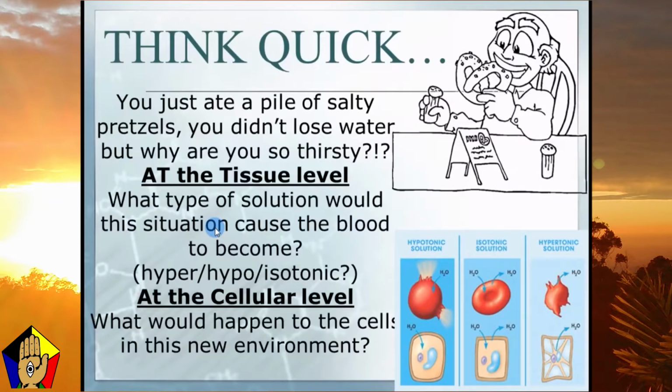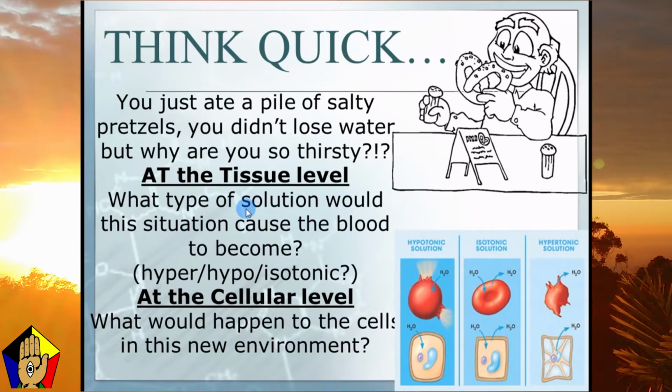So think quickly here. We've talked about organs, we've talked about the cell level, and we've talked about some terminology. So first, let's say you just ate a big bag of pretzels or a big pile of these salty pretzels like this, which actually makes me kind of crave it. Right? You didn't lose any water, but why are you so thirsty? Think about this as a tissue level. Okay? What type of solution would this situation cause the blood to become?